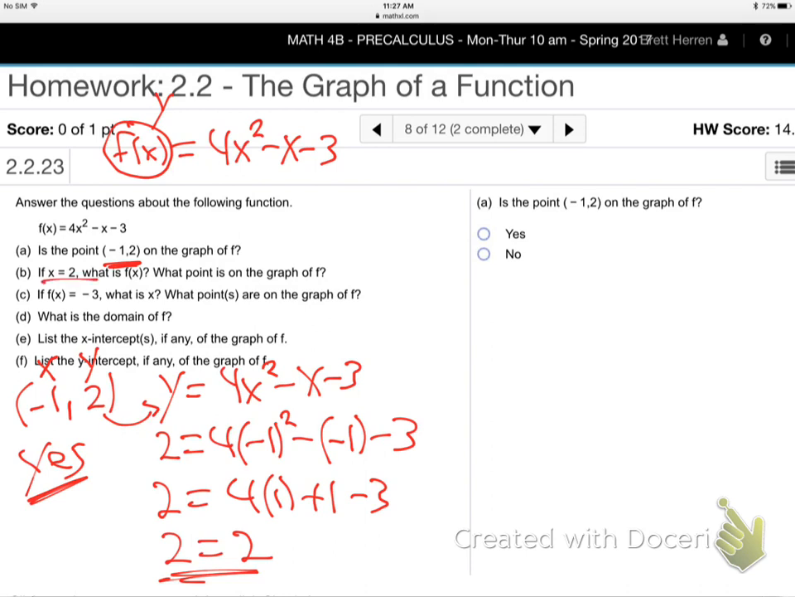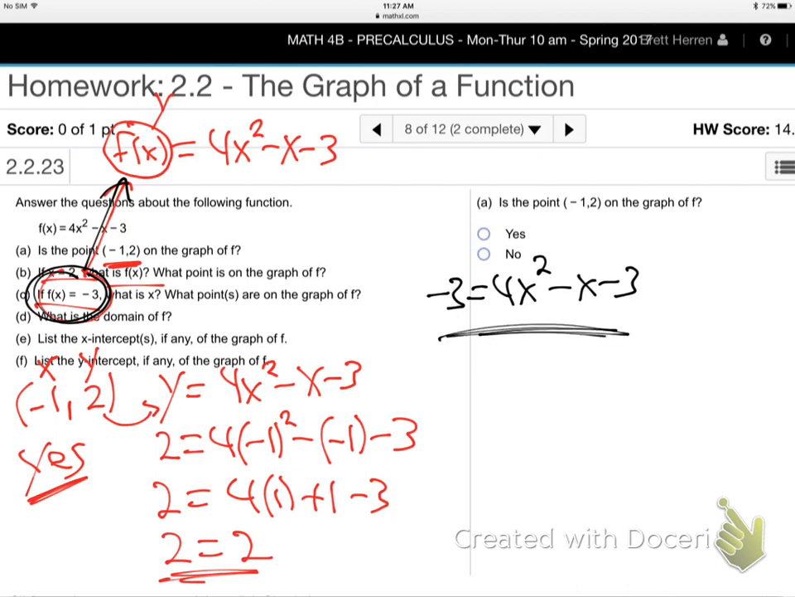So B, if x equals 2, what is f of x? So let's just plug in, I'm going to skip that. C, f of x is negative 3. That might be a little more work. Yeah, that is more work. So let's take this function. They want me to put f of x equals negative 3 in there. So negative 3 equals the f of x. We good so far? See what I did there? I just took that negative 3 and plugged it in for f of x. And now I need to solve this equation for x. What should I do?